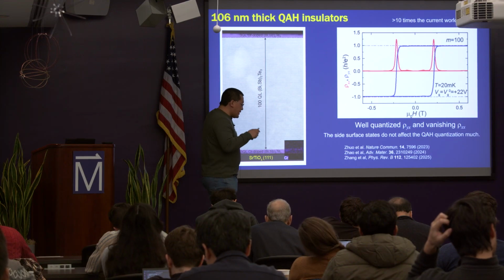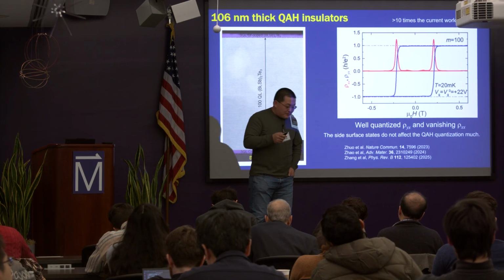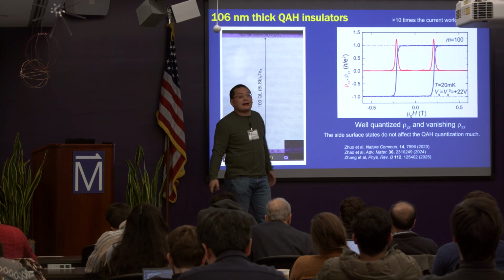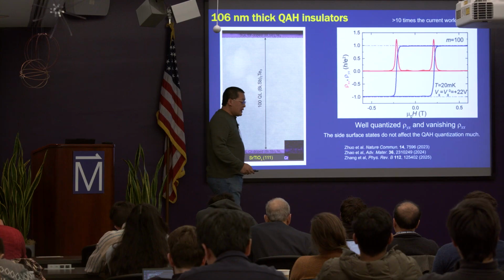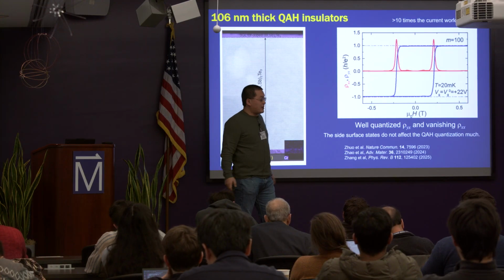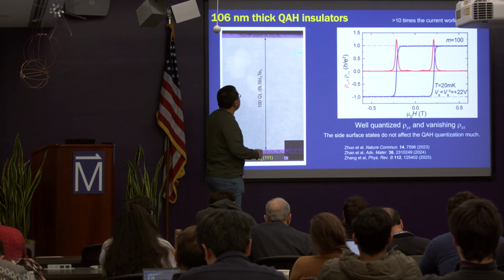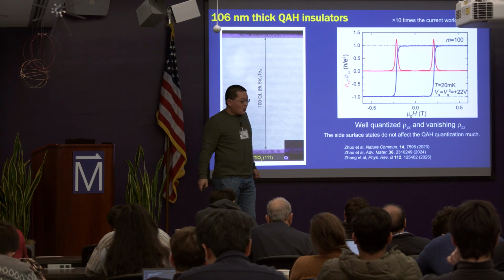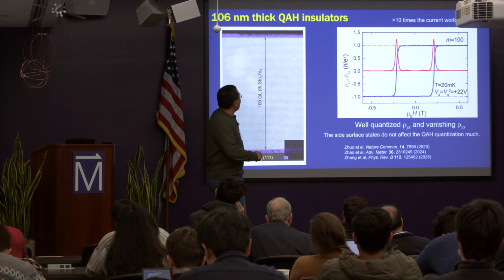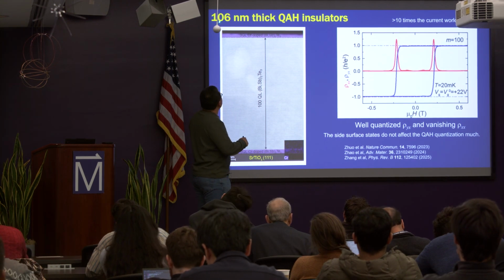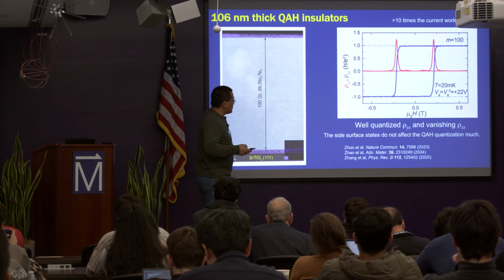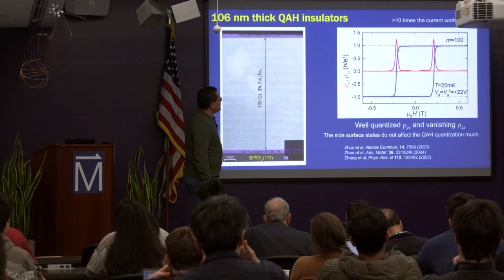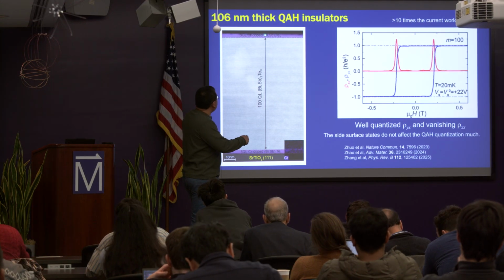Over the past almost 10 years, my students spent a lot of time improving the synthesis of quantum anomalous Hall insulator samples. Now we can grow pretty good quantum anomalous Hall insulators. We always know that the quantum anomalous Hall effect is a 2D phenomenon, but here we grow really thick samples. Here is 106 nanometers. Now we can grow 200 or 300 nanometers and still realize pretty good quantum anomalous Hall effects.